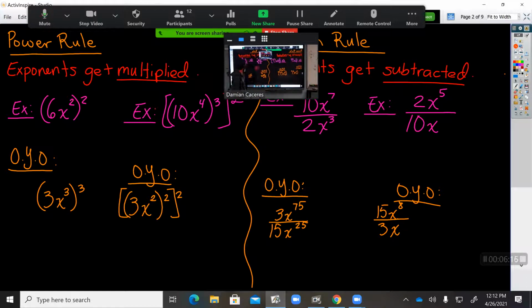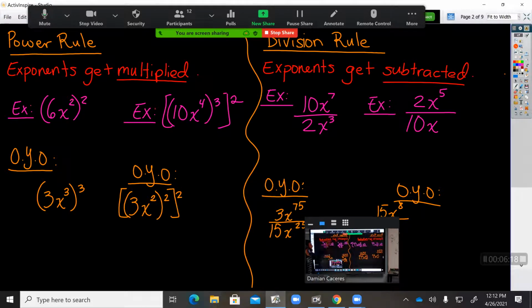Now, on the next page, we're going to review the power rule and the division rule. For the power rule, how do you know it's a power rule? When there's an exponent touching a parenthesis on the outside. That tells you that you have to multiply the exponents. So be careful, because the mistake people make here is they forget that the 6 has a 1 exponent also. If you don't see an exponent on the 6, you put a 1 there. That 2 exponent does not belong to the 6. That 2 exponent is right on the x. So that tells you the 6 has its own exponent.